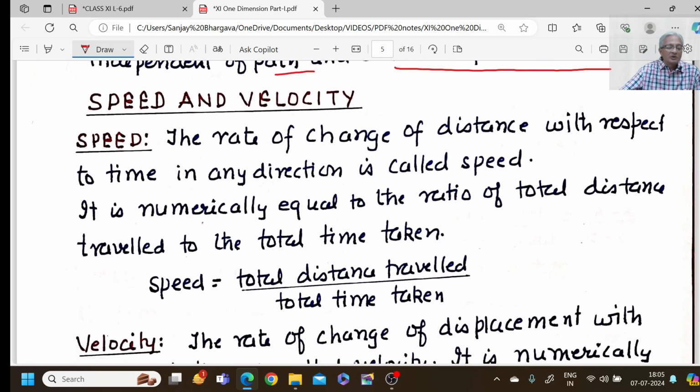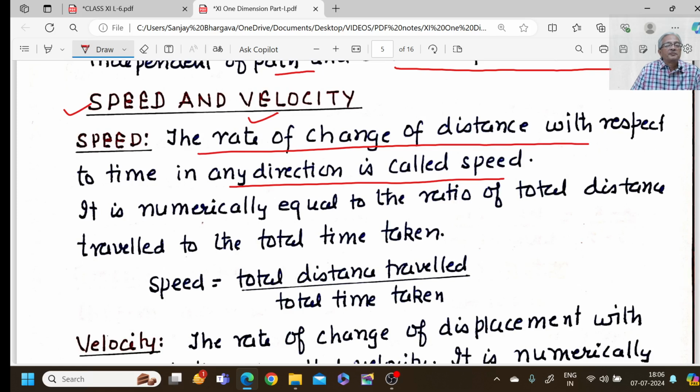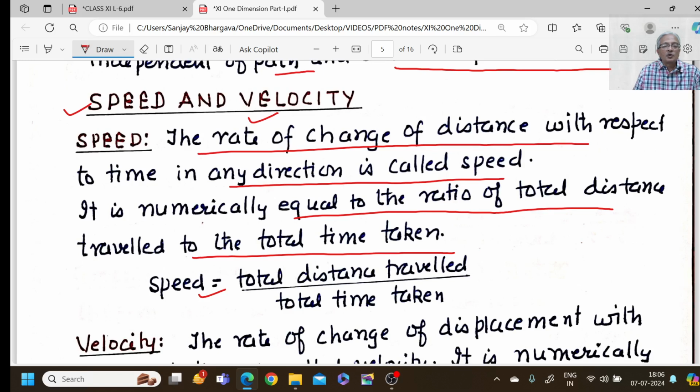Now we come to two important quantities of one-dimensional motion, that is speed and velocity. Speed: the rate of change of distance with respect to time in any direction is called speed. It is numerically equal to the ratio of total distance traveled to the total time taken. Speed is equal to total distance traveled upon total time taken.